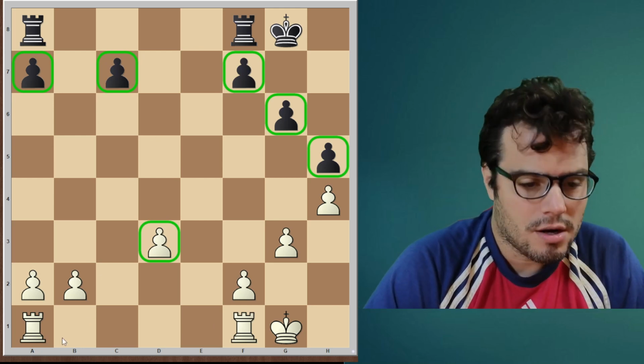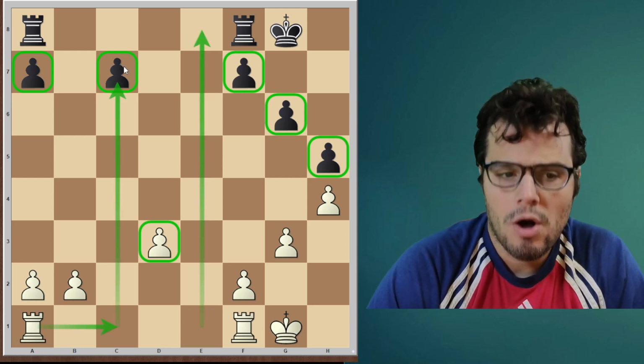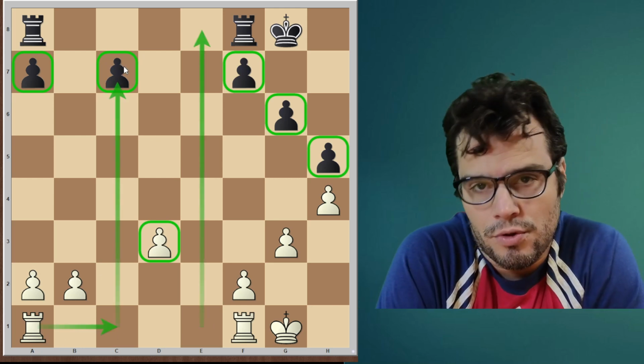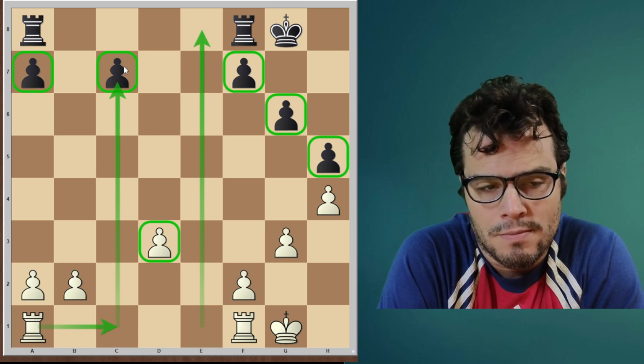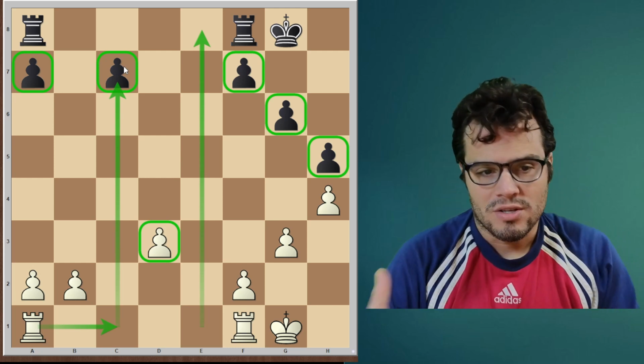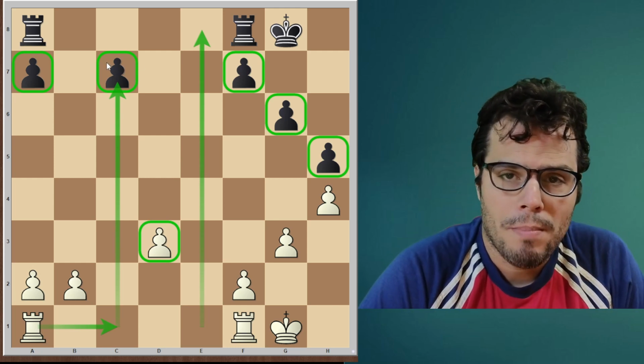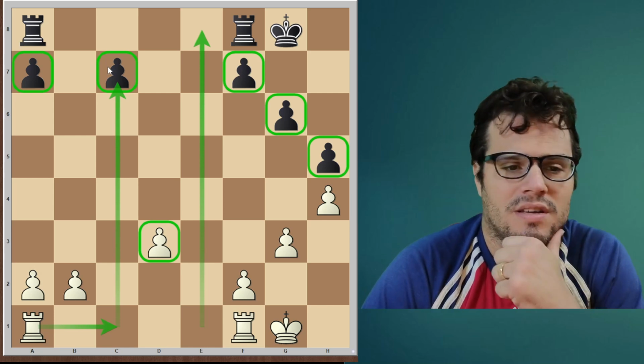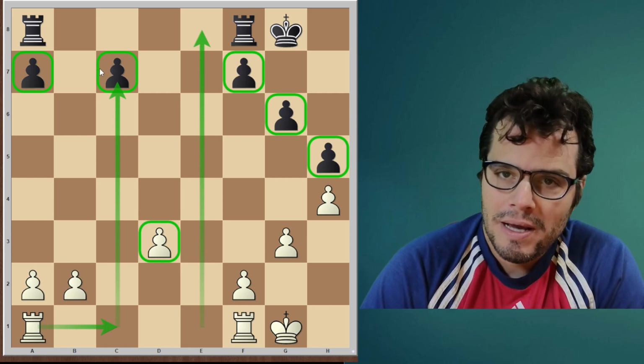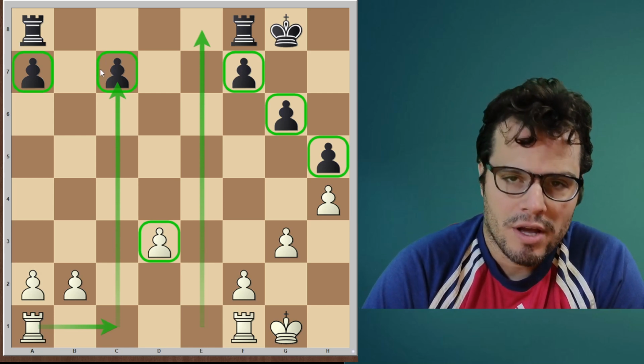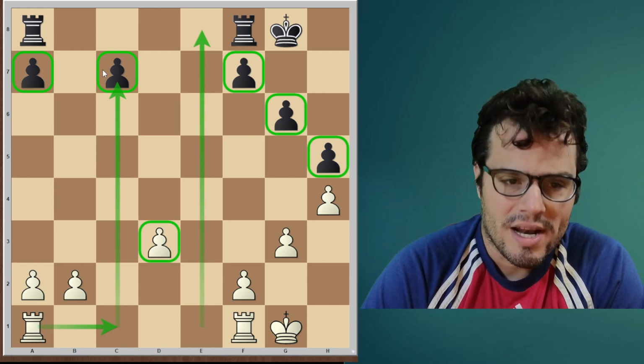But now here, a shorter way to put pressure on that pawn would be to double the rooks on the semi-open file. And why am I doing this? Well, because I know that there is a weak pawn, in this case an isolated pawn on the C file. This is a very basic concept, but a lot of the time we forget to put pressure on the weaknesses.